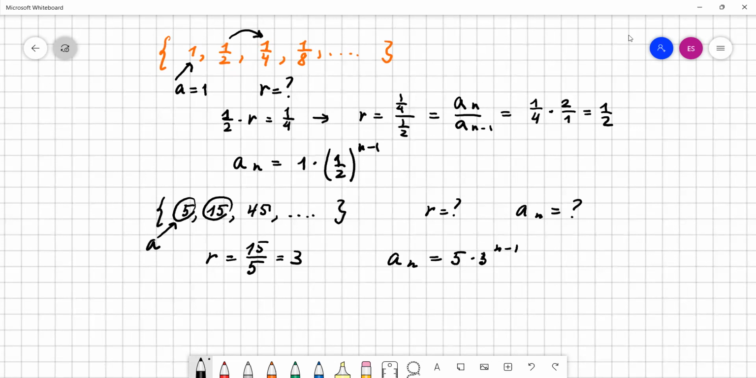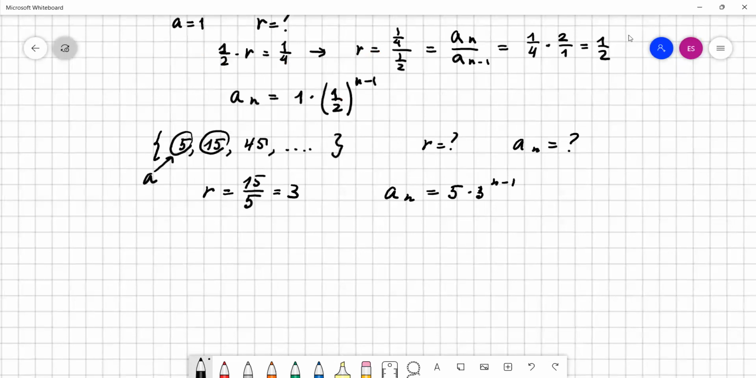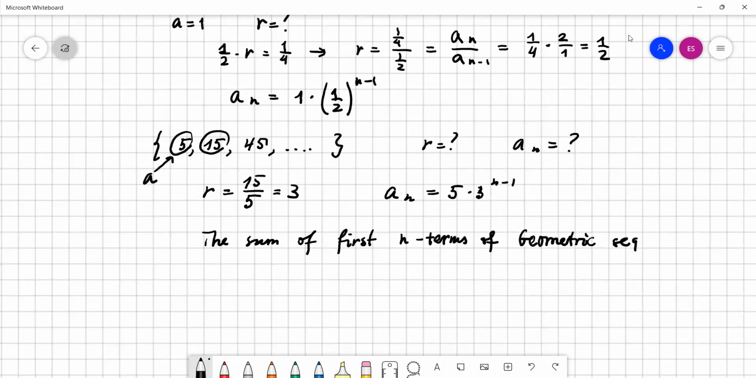Well, very good. Now, guys, as we have a sum of an arithmetic sequence, we also have a sum of a geometric sequence. The formula is a little bit more complicated, and the calculations of the formula are a little bit more complicated, but I think we can prove this formula, okay? So, the sum of the first n terms of a geometric sequence.